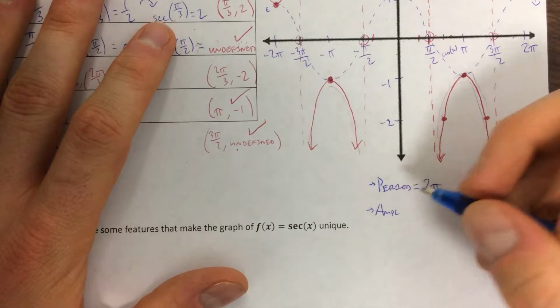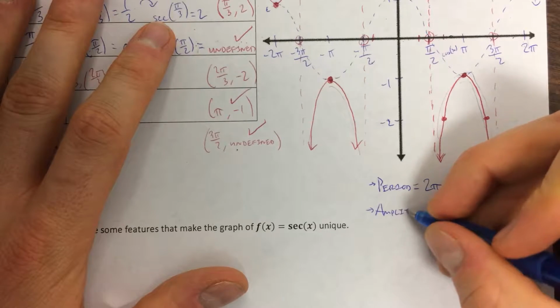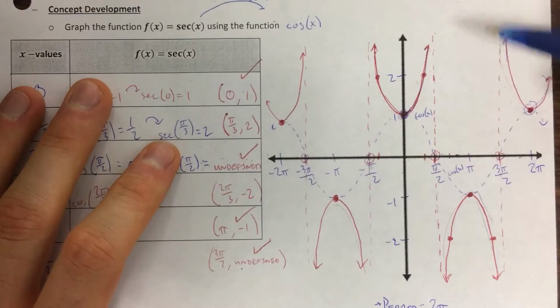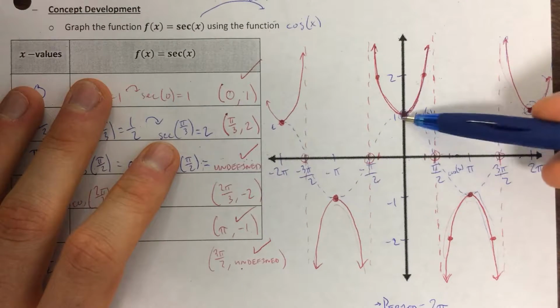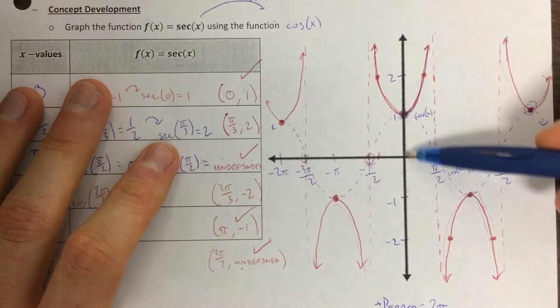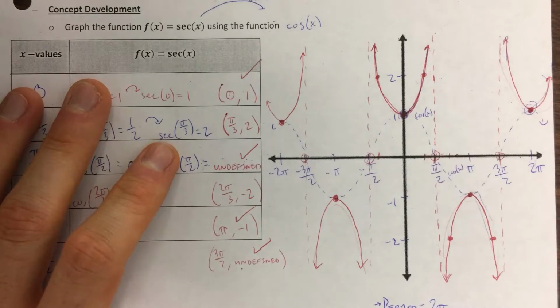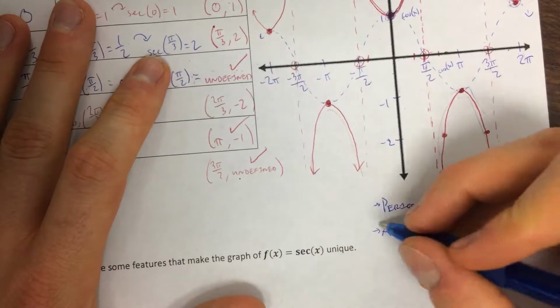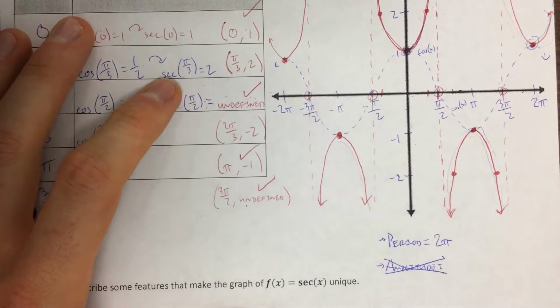Amplitude of secant. Amplitude really is the height from the middle to the top, middle to the bottom. And so we're trying to figure out what's the amplitude, the distance from the middle to the top, middle to the bottom. Well, here, in the red, we don't really have a wave. We don't really have any middle to the top, middle to the bottom. So amplitude, there is none. We can cross that out. There is no amplitude of this function.